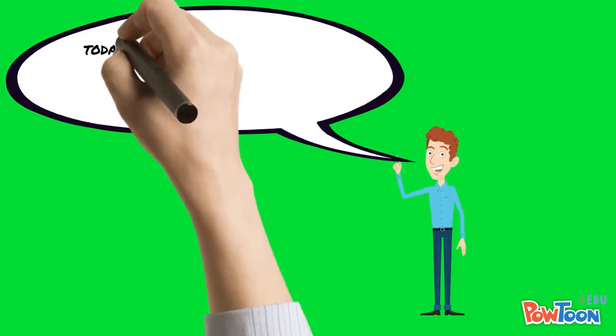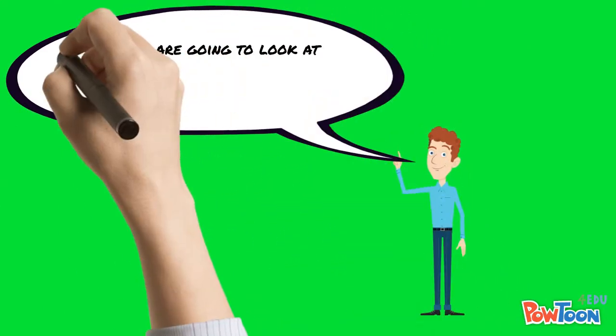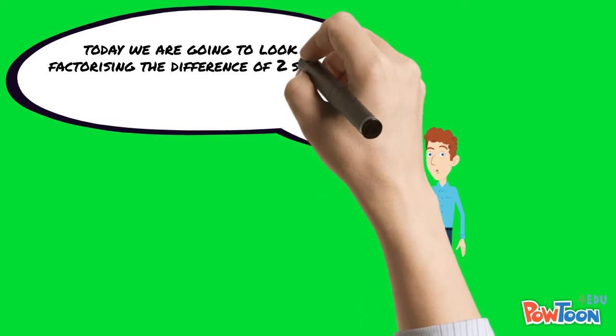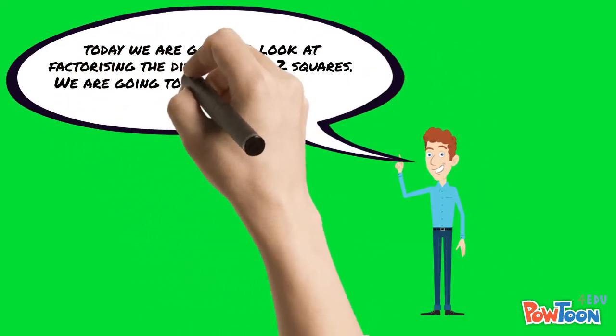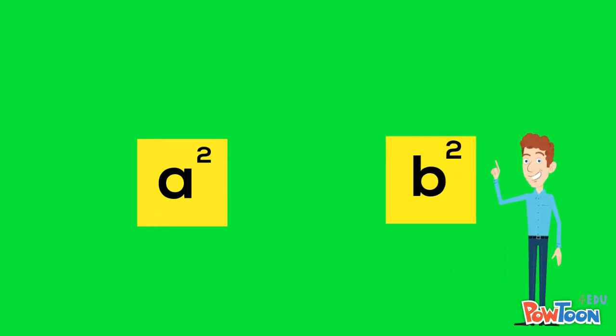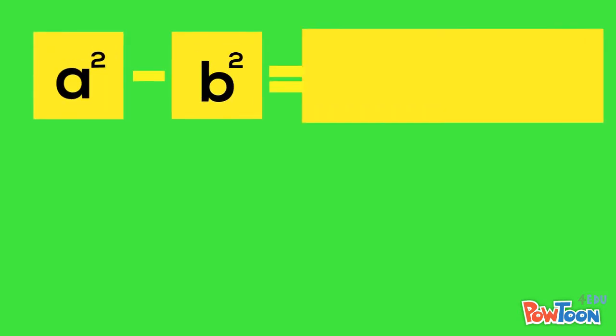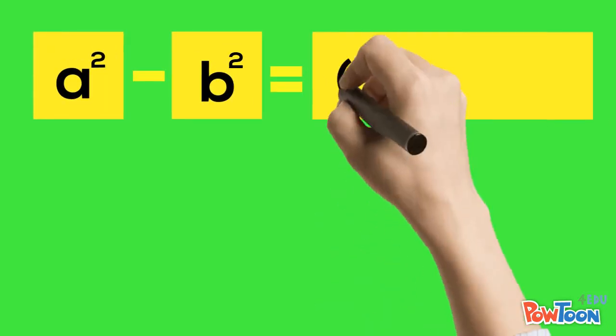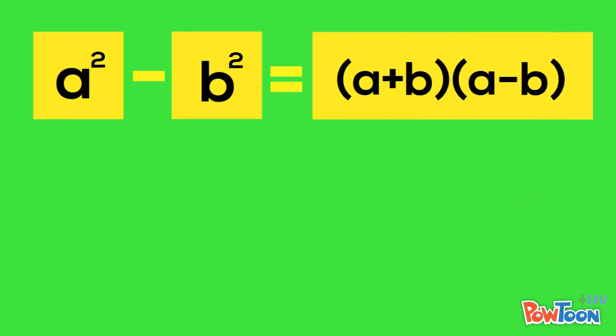So today we are going to look at factorizing the difference of two squares. Firstly, we are going to need two squares like, for example, a squared and b squared. And to get the difference we need a minus. So a squared minus b squared can be factorized to become a plus b by a minus b. But hold on, can this really be so?